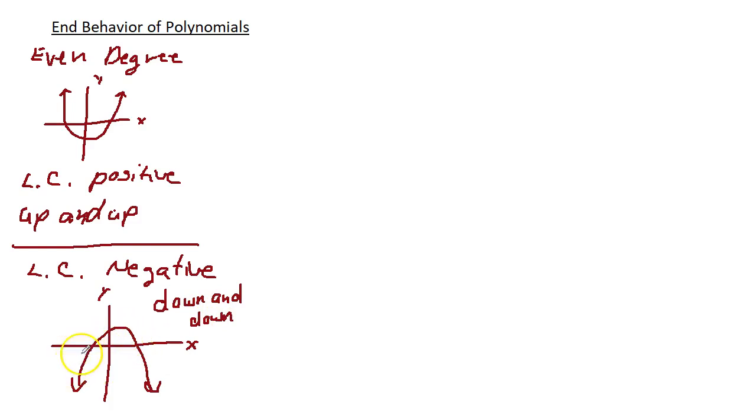All right, as x gets more negative, y is pointing down. In other words, it's approaching negative infinity. And as x gets more positive, going to the right, it's still pointing down. Y is approaching negative infinity.